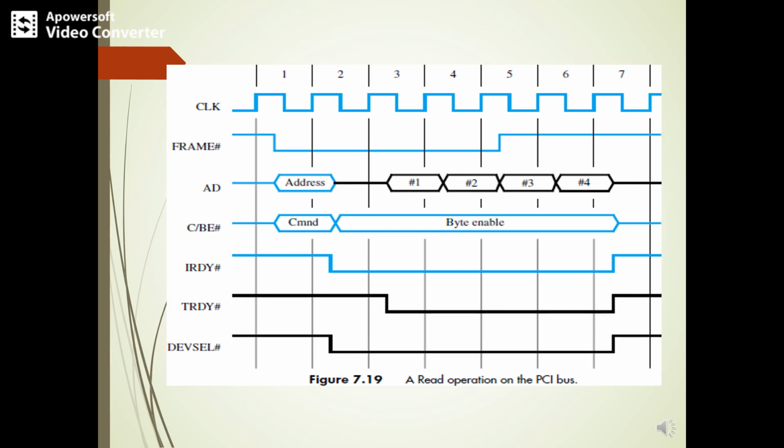So this is the read operation with respect to the PCI bus. Here we can observe that with respect to the clock, we have the frame to be transmitted, address and commands, initiator ready, target ready, and device select signal.